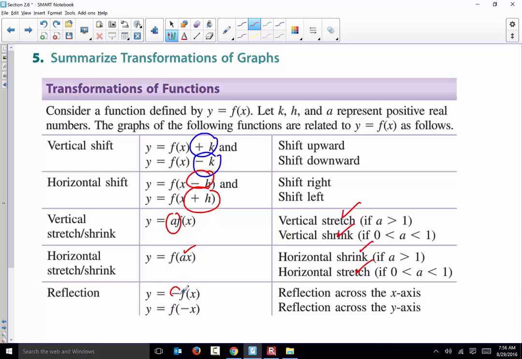Reflection is along x-axis if you have a minus in front of the entire function, but if it's only minus in front of all x values, then it is y-axis symmetry. I'm sorry, reflection.